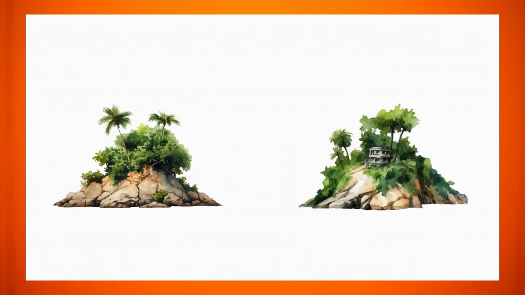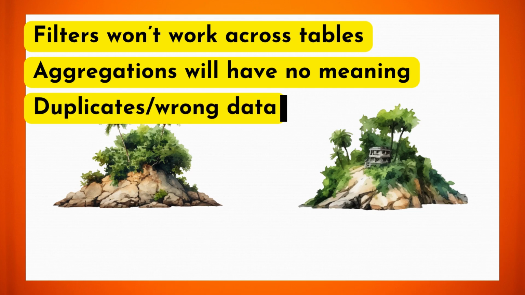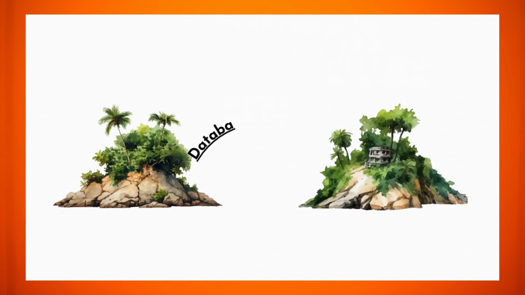Without relationships, your system treats each table like an island. What that means is that filters won't work across tables, aggregations can become meaningless, and you might see duplicates or wrong data. Relationships are like the logic gates of your data model. They let data flow in a structured and meaningful way.